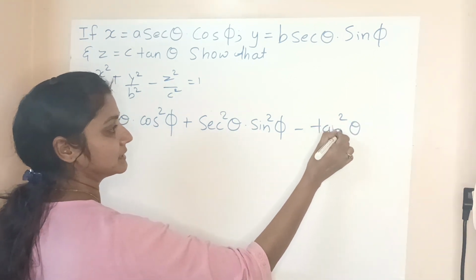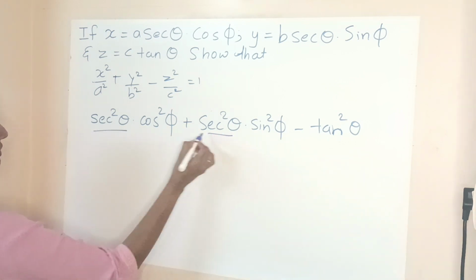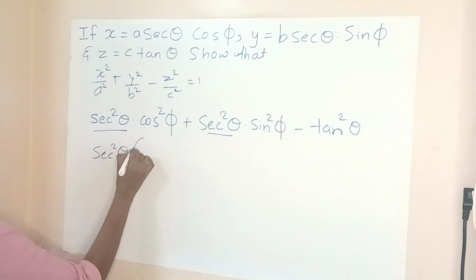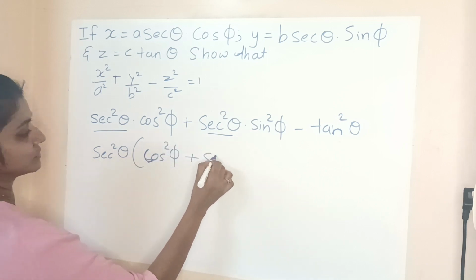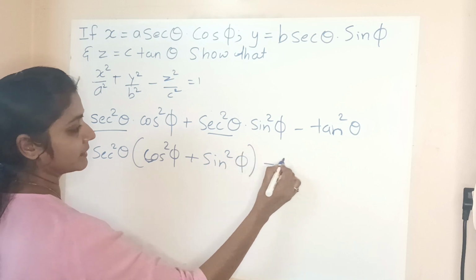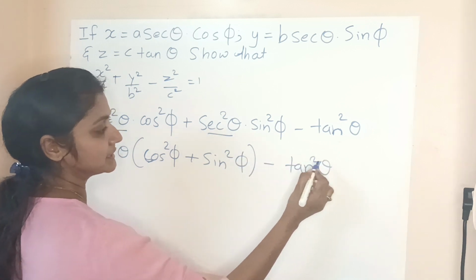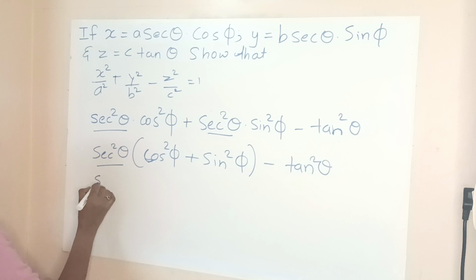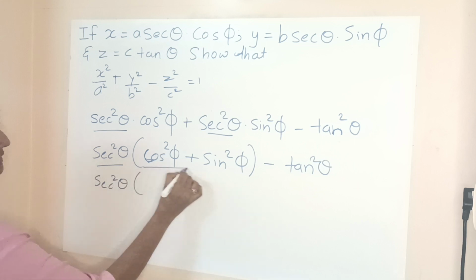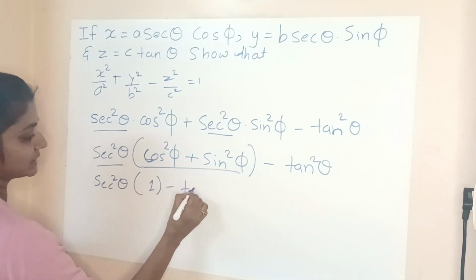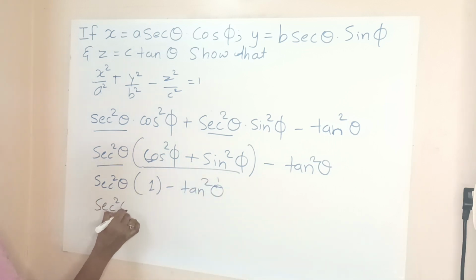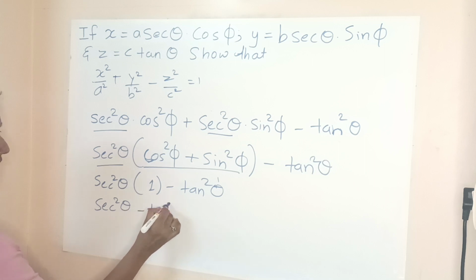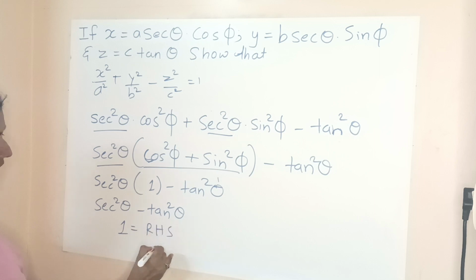Understood nicely? Now see, this and this is common. So can I take it outside and write cos square phi plus sin square phi, minus tan square theta as it is. I haven't touched it at all. So this as it is I am writing here, but this is 1. Minus tan square theta. So this is sec square theta minus tan square theta. This is equal to 1. This is equal to the RHS and hence proved.